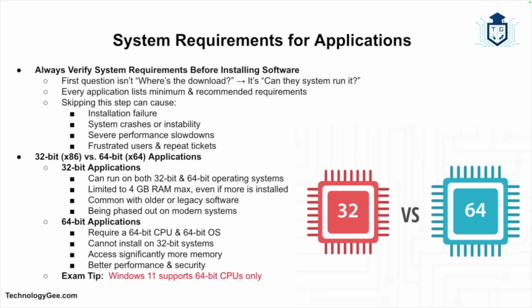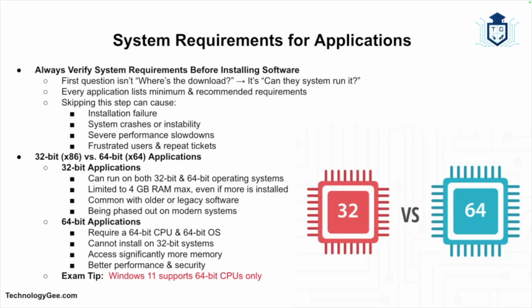All right, so when someone asks you to install software, whether it's a new payroll system at work or a simple PDF reader, your first thought shouldn't be, where's the download link? Instead, your first thought should be, can this computer even run the software? That's what we mean by system requirements, because every piece of software comes with a list of minimum and recommended requirements. And as a tech support professional, it is your job to check before you install. Otherwise, you risk crashing the system, slowing down performance, or leaving the user frustrated.